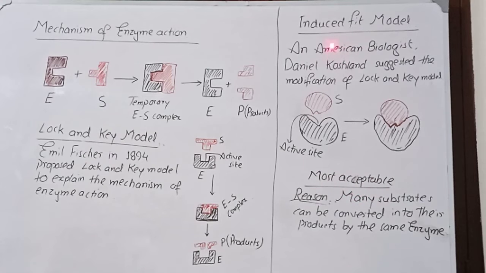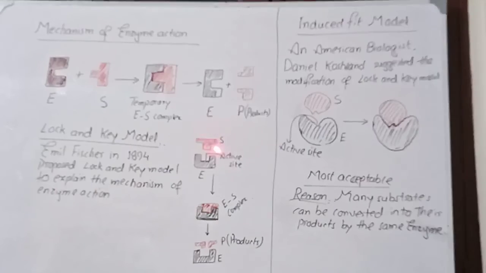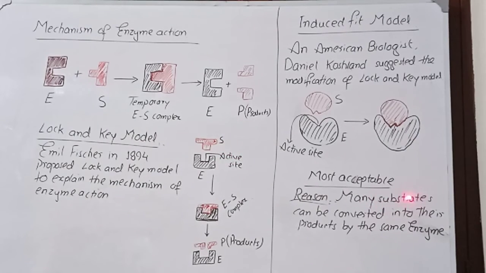So this induced fit model is the most acceptable model for explaining the mechanism of enzyme action. Why? The reason is that many substrates can be converted into their products by the same enzyme. Here, in the lock and key model, only a few substrates will get converted into their products. But here many substrates can be converted into their products by the same enzyme. That's why it is the most acceptable model for the mechanism of enzyme action, because many chemical reactions will be performed by the same enzyme.